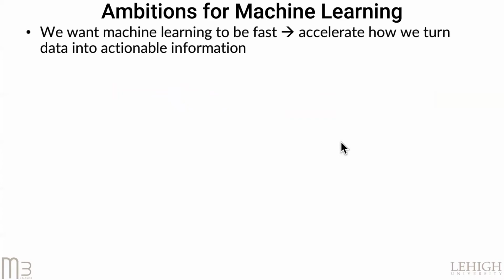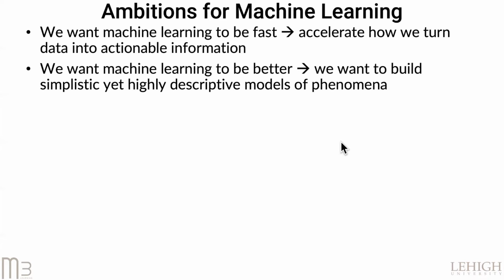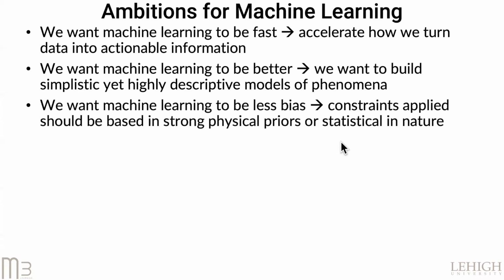So generally, when we think about what we want machine learning to do, there are a few things. We want machine learning to be fast. So we want it to accelerate how we turn data into actionable information that we can use as physicists to guide our understanding. We want machine learning to be better. So we want it to build simplistic and highly performant models that explain physical phenomena in parsimonious ways. We want the machine learning to be less biased. That means we want the constraints that we apply to be only based on strong physical priors or that are statistical in nature so that they don't conceal or distort the physics included in the model.